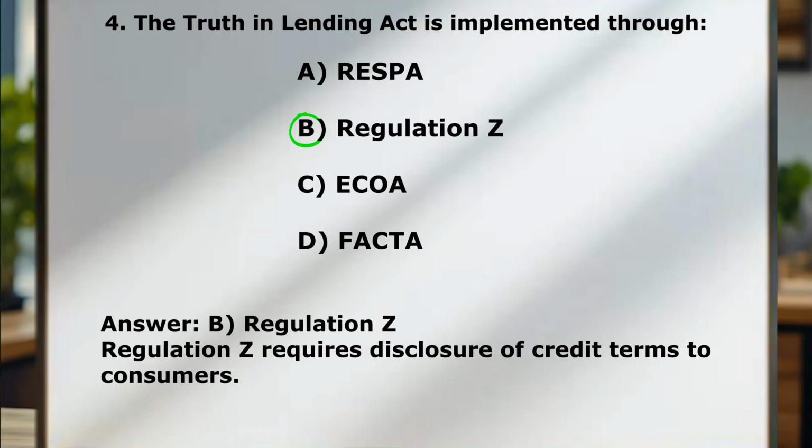So once again, when you're studying for the exam, write these things down and then write down what their purpose is, the acronyms that go along with it, and how it affects consumers. These are easy points on the exam. You will see questions related to them. So just make sure you know those things.